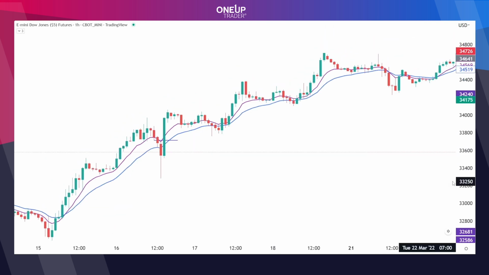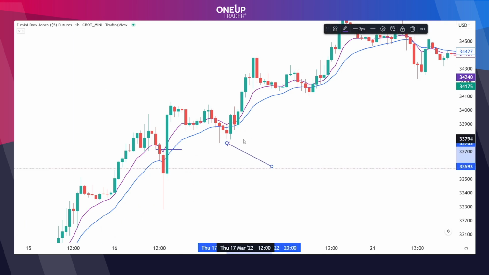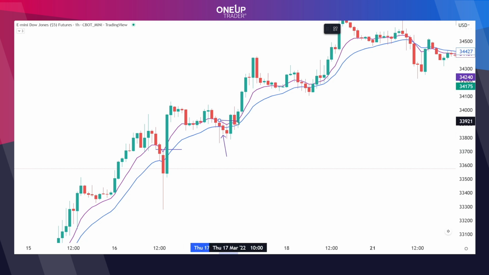And then one more entry just to finish off the L3 is at this point here in the same trend. We can see that we get our first close at this red bar over here. So we would simply place our buy stop limit right above it, and we would get filled on the next green bar at that point.